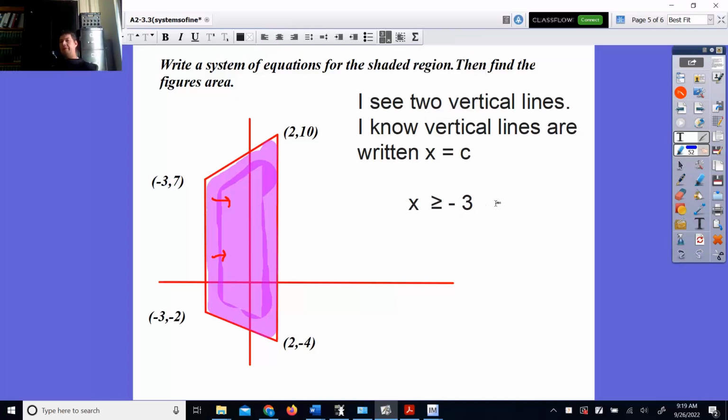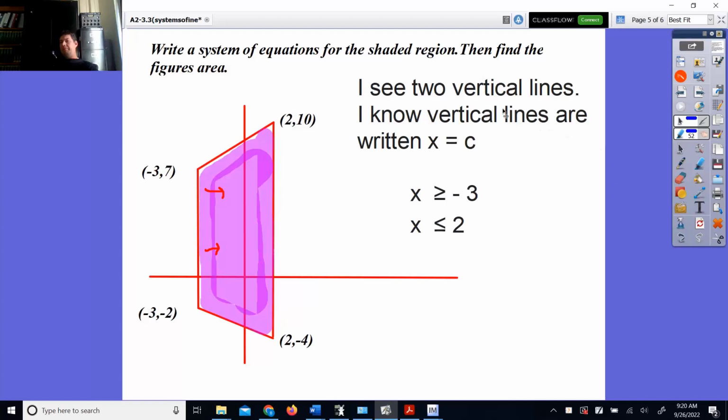All right, next vertical line. What's the x value? It's 2. How are you shading? Left. If you're shading left, what's your symbolism? Less than or equal to. Good. 2 done, 2 to go. The other 2 lines are slanted.